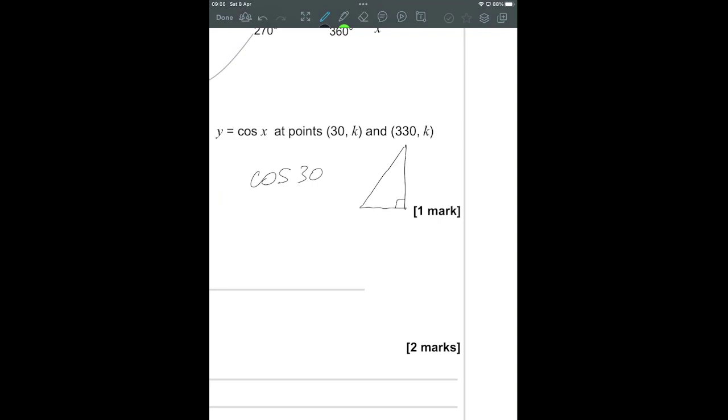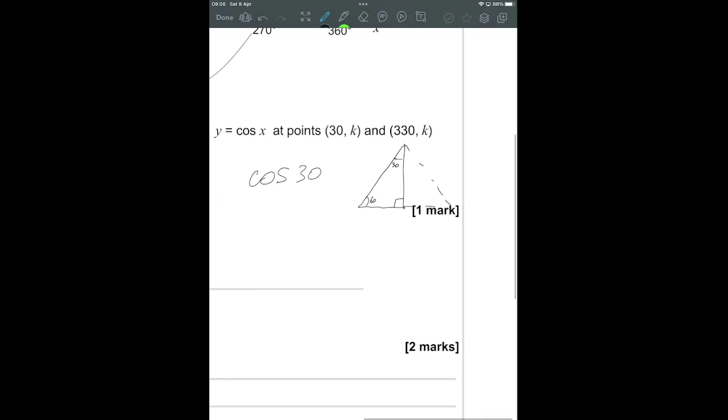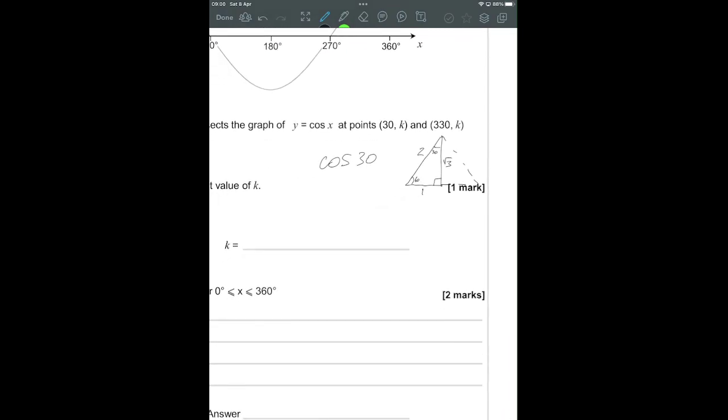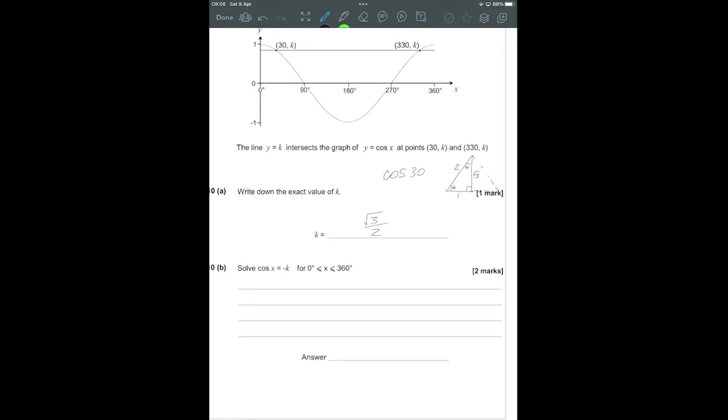I know 30 comes from half of an equilateral triangle. So up there that was the 30 and the 60. This was half of that right angle triangle. It was a 2 side because I've halved the base, and this side was root 3. So cos of 30 is adjacent over hypotenuse, root 3 over 2. And then you could have just memorized that. I prefer to just remember what the two triangles are.